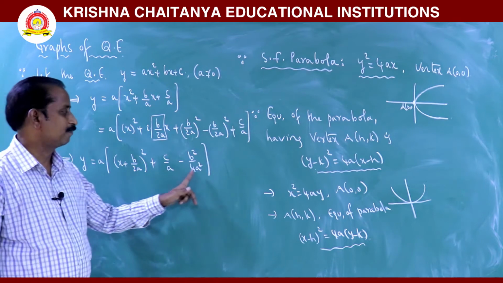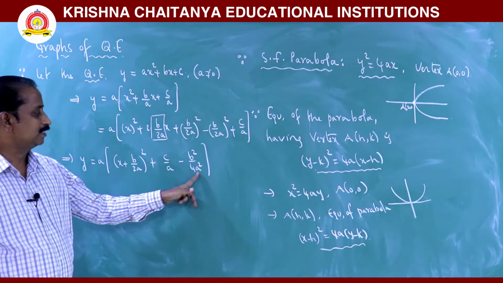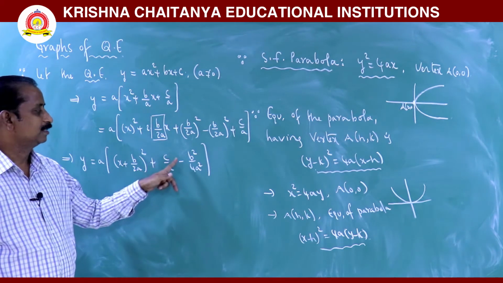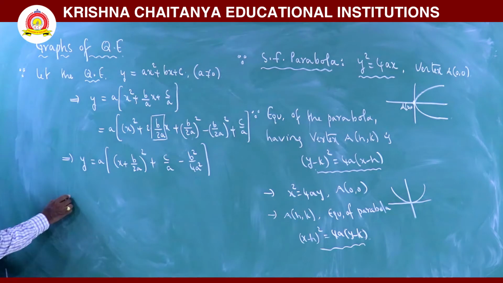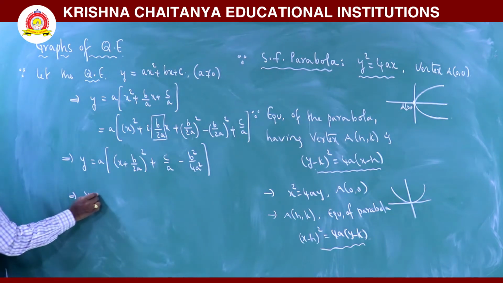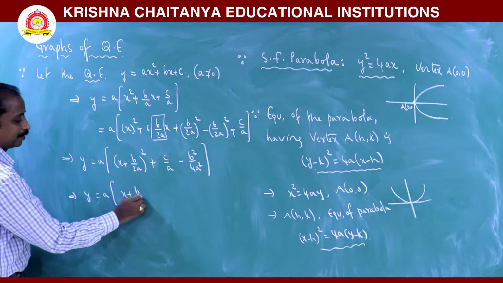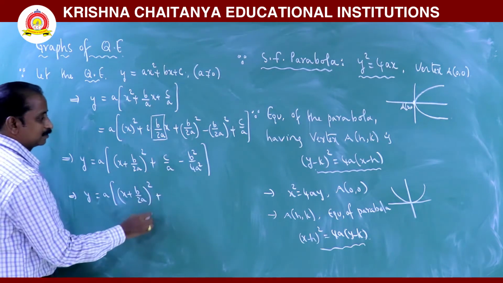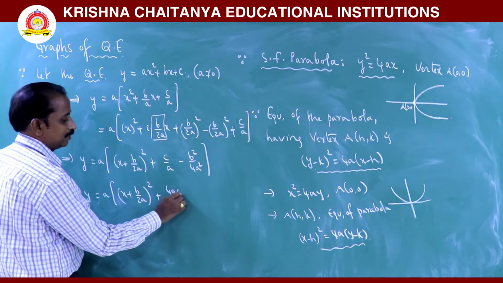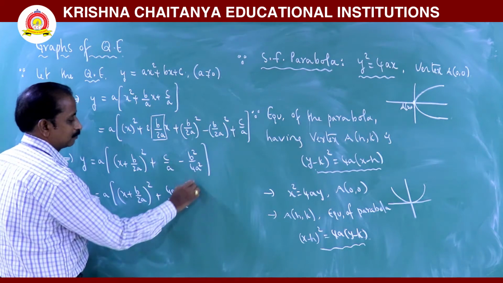Of a and 4a square, the LCM is 4a square. Let us take the LCM. It becomes 4ac minus b square divided by 4a square. So that implies y is equal to a into x plus b by 2a whole square plus 4ac minus b square divided by 4a square.